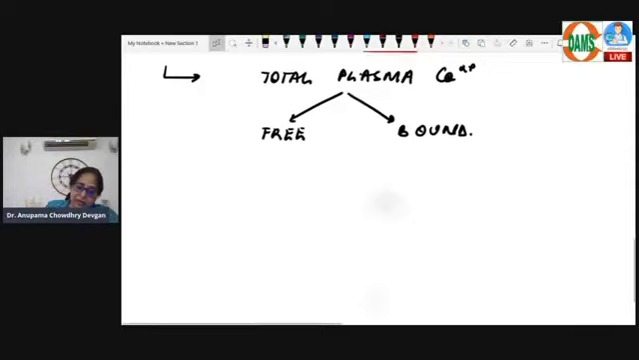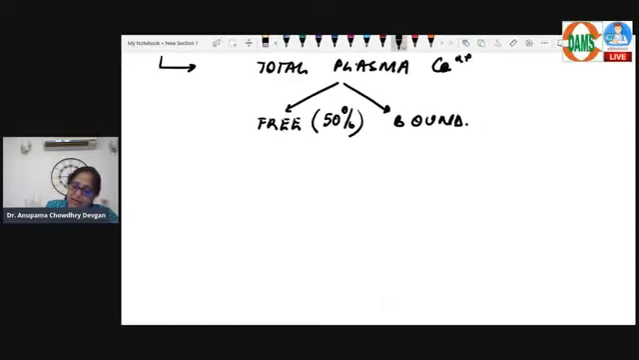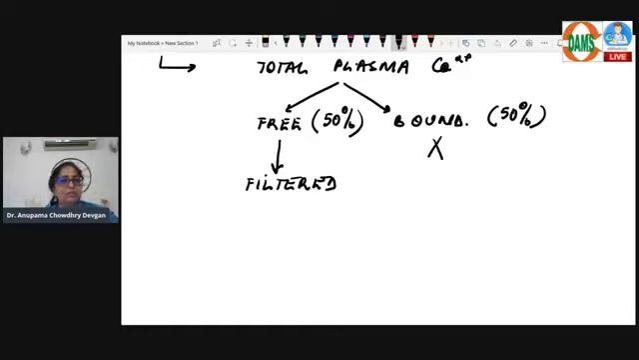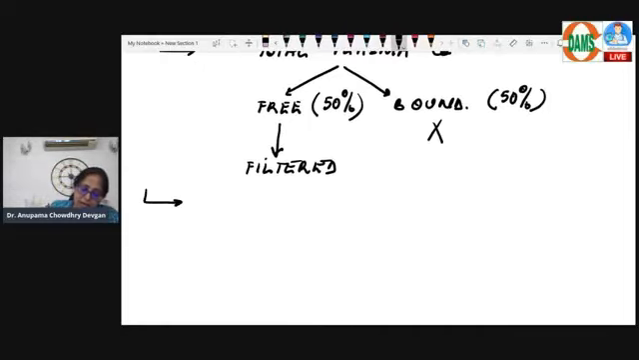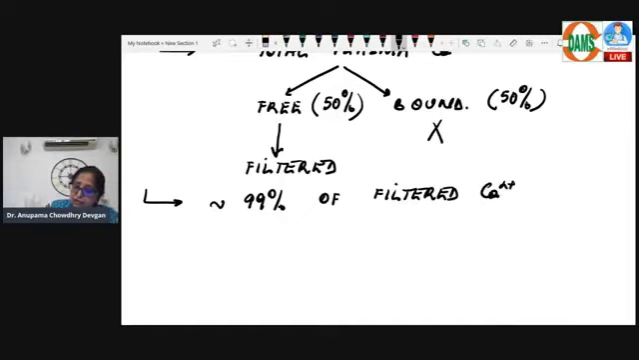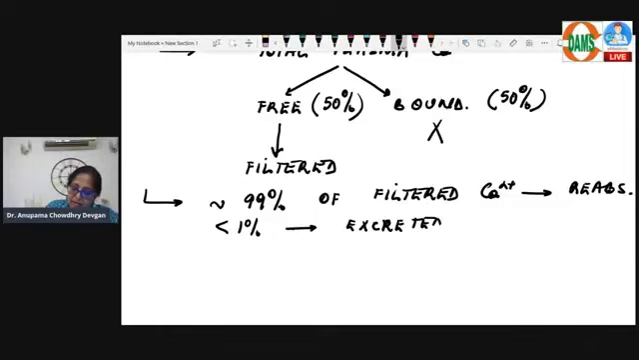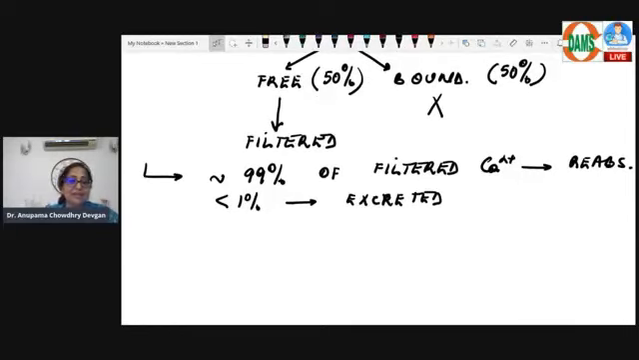Now, 50% of the total plasma calcium is free and 50% is bound. It is the free calcium which is going to be filtered, not the bound calcium. Bound calcium is bound to proteins, so it is not going to be filtered. Approximately 99% of the filtered calcium is going to be reabsorbed. Less than 1% is going to be excreted. 99% of filtered calcium is reabsorbed. Less than 1% is excreted.